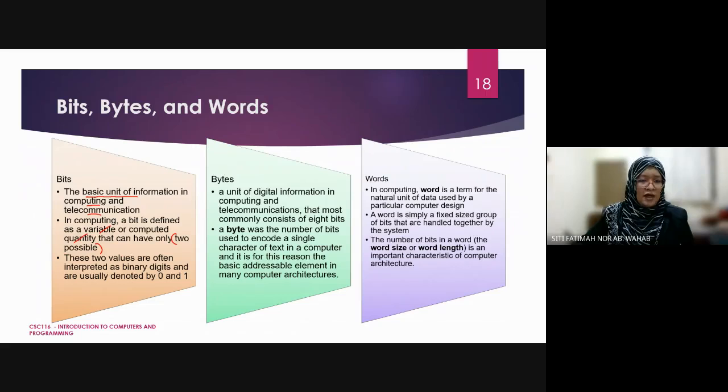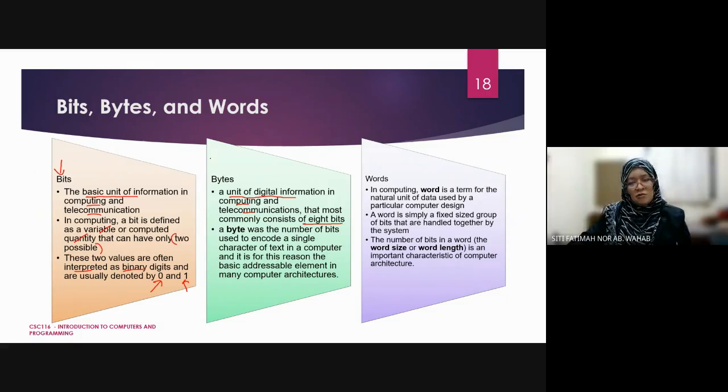These two values are often interpreted as binary digits and denoted by the digit 0 and 1. This is a bit. The second one is bytes. A byte is a unit of digital information in computing and telecommunication that commonly consists of 8 bits.